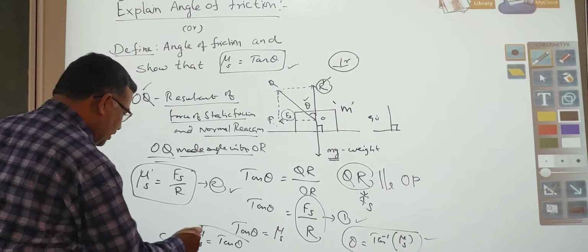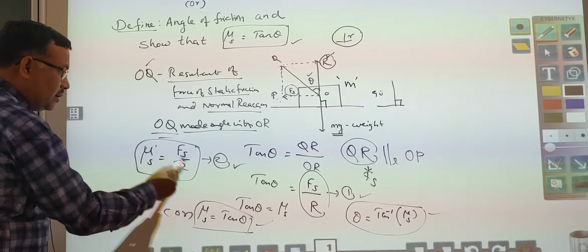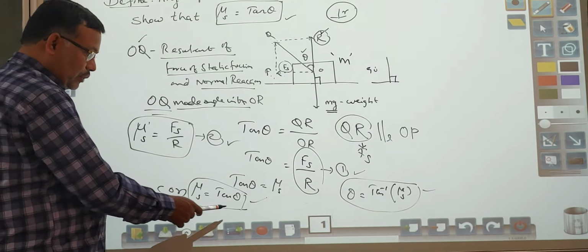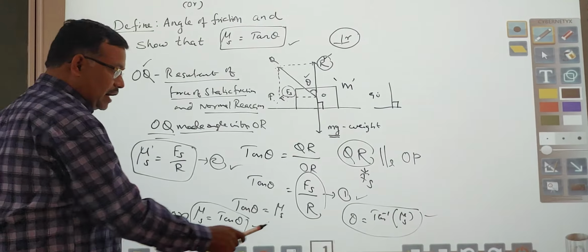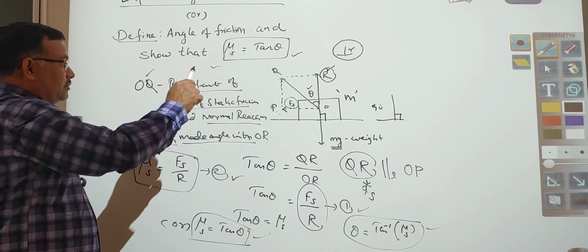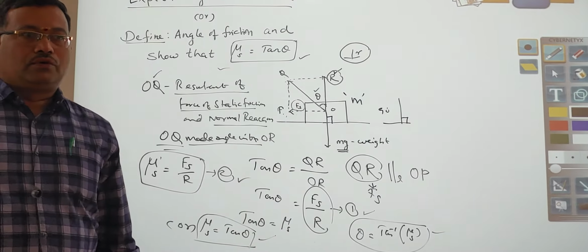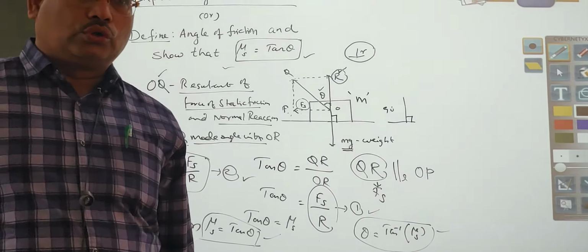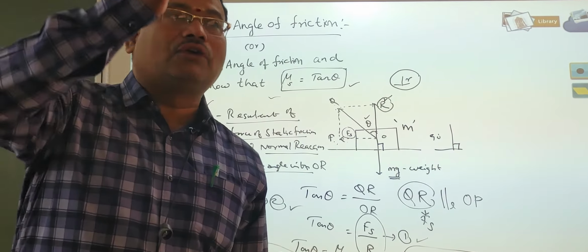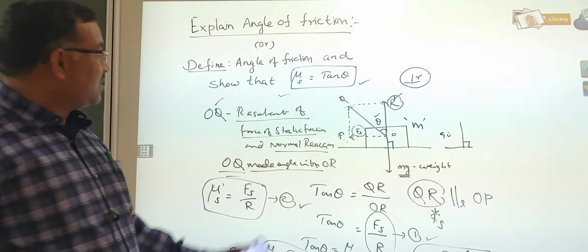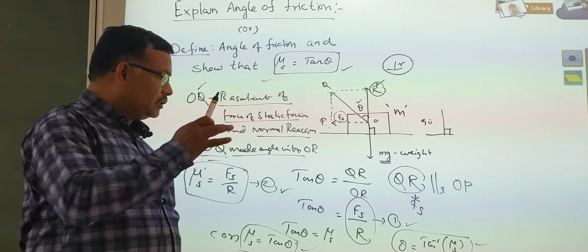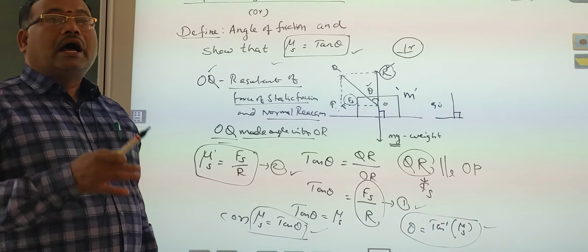Otherwise, you can write mu s equal to tan theta also. Both are the same. If you want the angle of friction, you can write theta equal to tan inverse of mu s. If you want the coefficient of static friction, you can write mu s equal to tan theta. So we have derived the equation. The coefficient of static friction is equal to the tangent of the angle of friction. Coefficient of static friction means mu s, and tangent of angle of friction is tan theta. So mu s is equal to tan theta. This is how we prove the angle of friction concept.